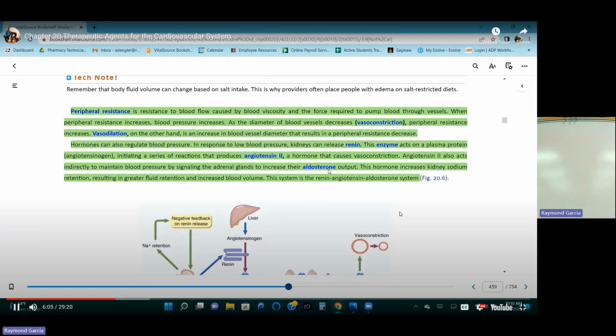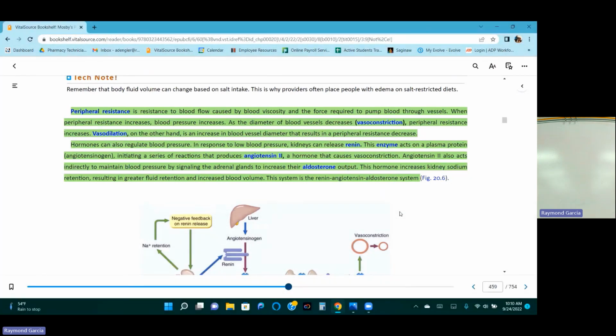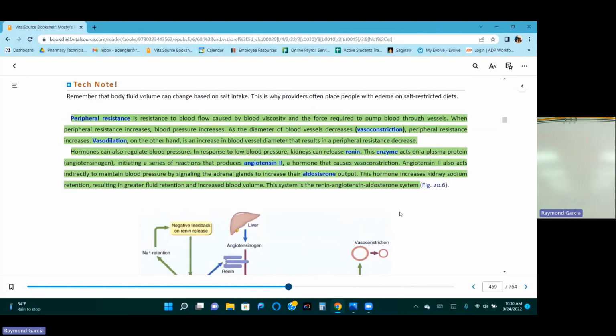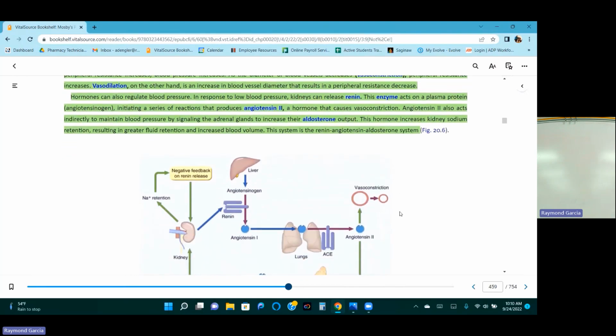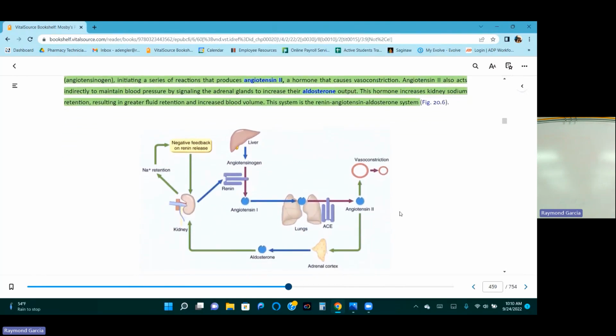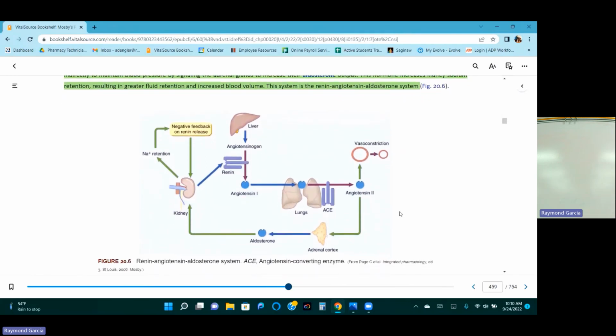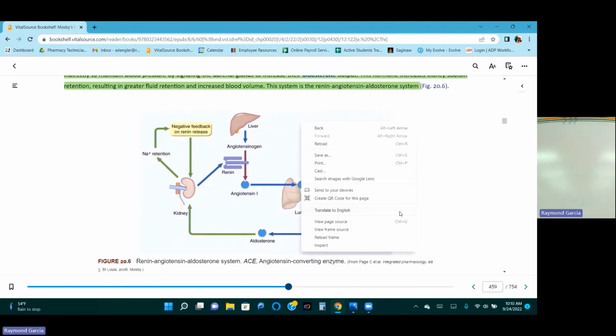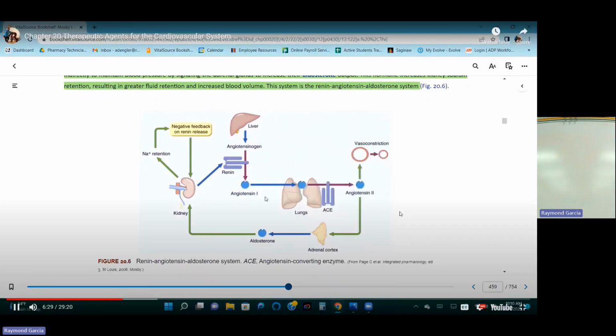Angiotensin II also acts indirectly to maintain blood pressure by signaling the adrenal glands to increase their aldosterone output. This hormone increases kidney sodium retention, resulting in greater fluid retention and increased blood volume. This system is the renin-angiotensin aldosterone system.